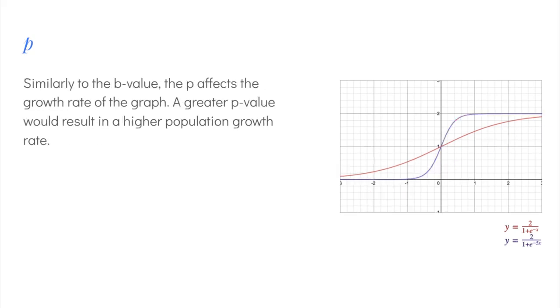Similarly to the B value, the P value affects the growth rate of the graph. A greater P value would result in a higher population growth rate. As illustrated in the image, a graph with a P value of 5 will have a steeper gradient as compared to the one with a P value of 1. This will allow the population to reach its maximum carrying capacity at a faster rate.